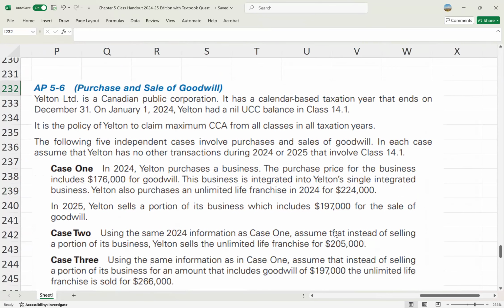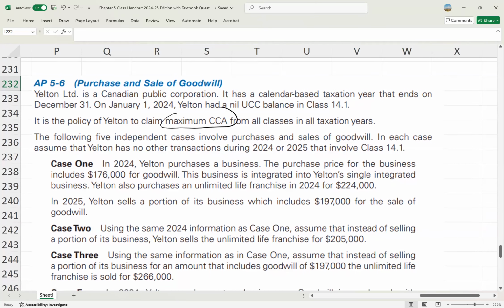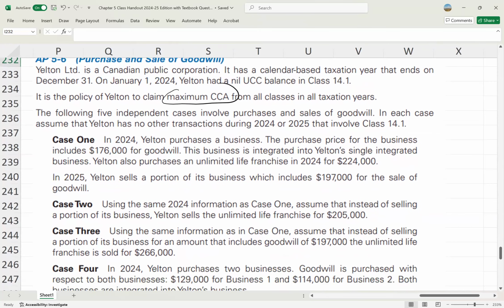So Yelton is a public corporation. They have a calendar year, and at the beginning of the year, the class 14.1 balance is 0. Their policy is to deduct maximum CCA every year, and we have these 5 independent cases relating to class 14.1. So let's look at case 1. In 2024, Yelton buys another business. They pay $176,000 for goodwill. That business is integrated into their main business. So that means they're not operating it separately.